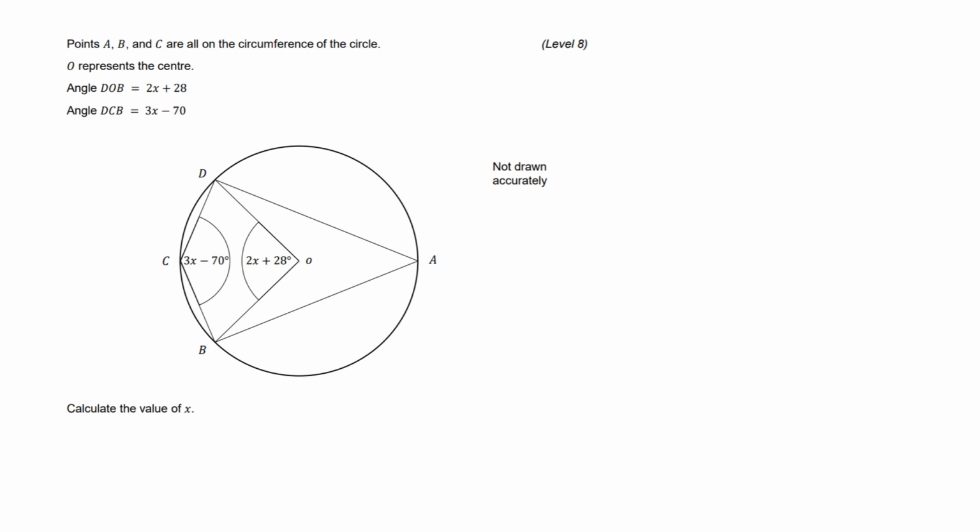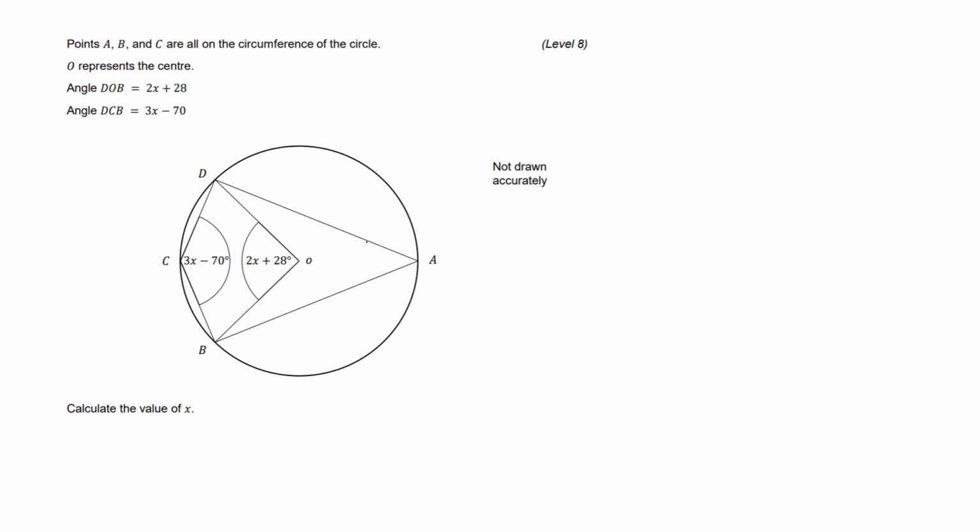Our final question, we've got a lovely circle theorems question here. So we've got points A, B and C are all on the circumference of the circle. O represents the centre. Angle DOB equals 2x plus 28, and angle DCB equals 3x minus 70. And we need to calculate the value of x.